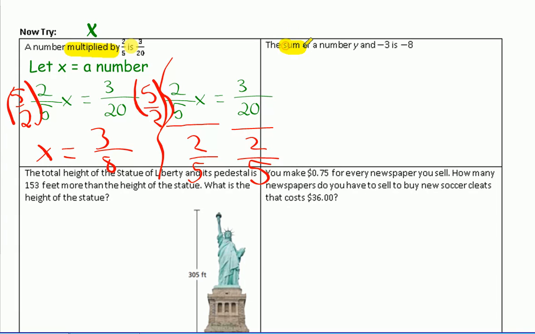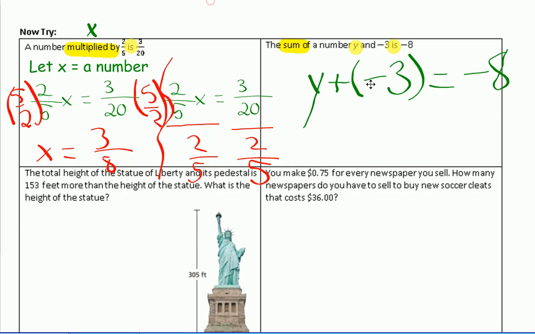The sum of a number y, oh, they gave me a variable, and -3 is -8. Okay, I'm going to read it one more time. The sum means plus, of a number y, okay, and -3. So I am adding y and -3. Because I don't really like this double sign thing together, I'm going to use parentheses. It's not wrong if you don't have them. I just like it that way. Is -8. There we go.